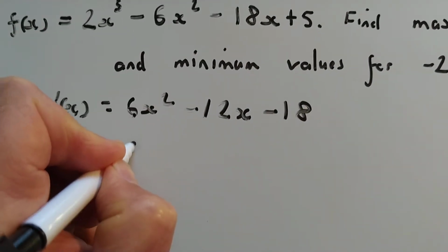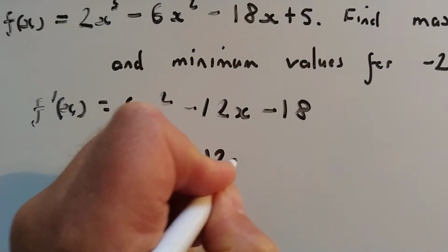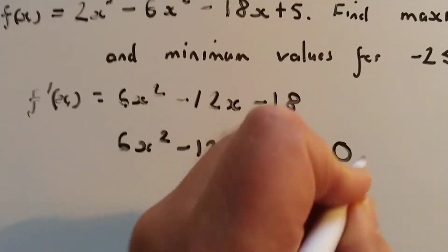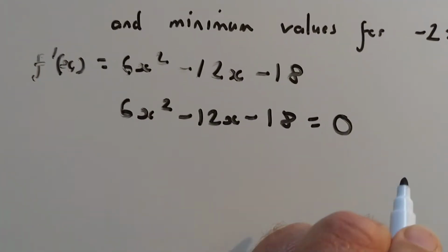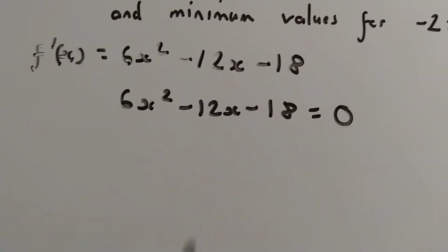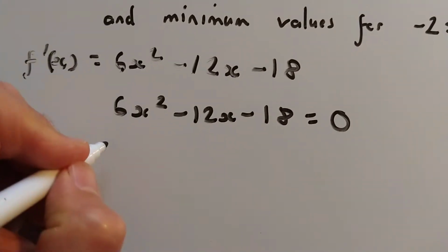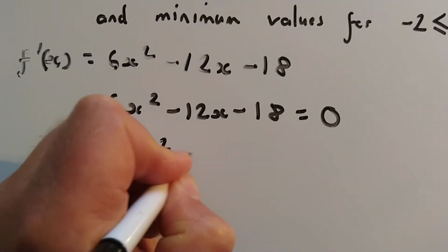Now let's set the derivative equal to 0. So 6x squared minus 12x take away 18 equals 0, because that tells me stationary points. And remember, writing equals 0 scores marks. I want to solve this. It's a quadratic or a trinomial, so I'm going to factorize. Take a common factor first. Everything divides by 6.